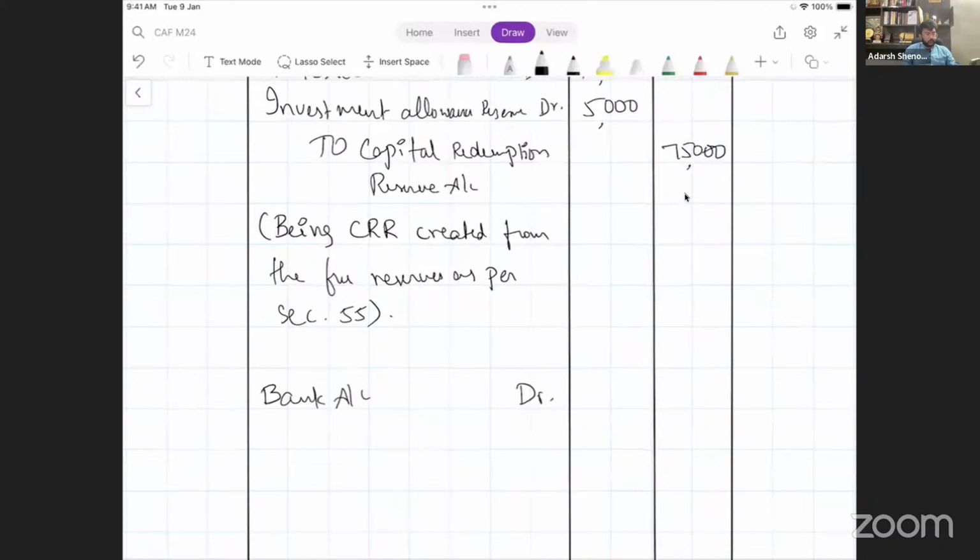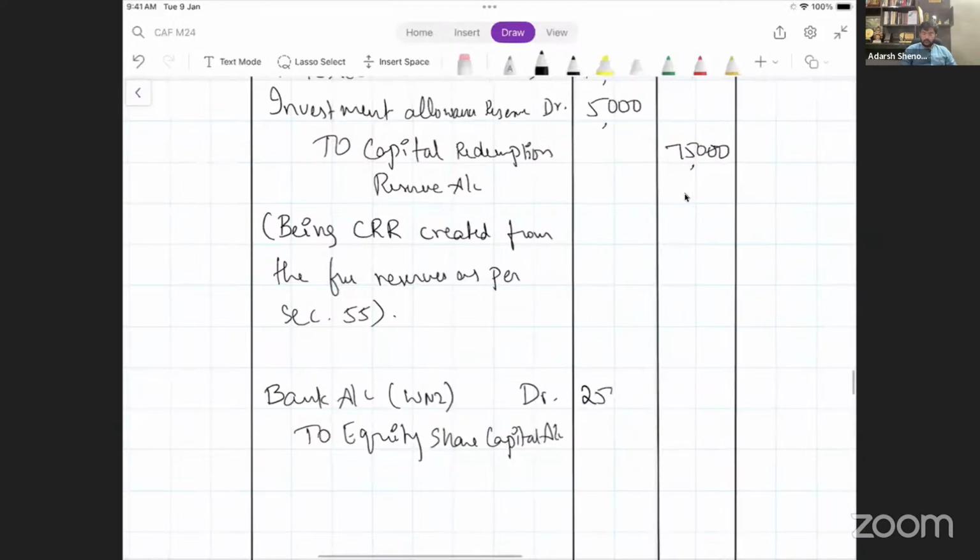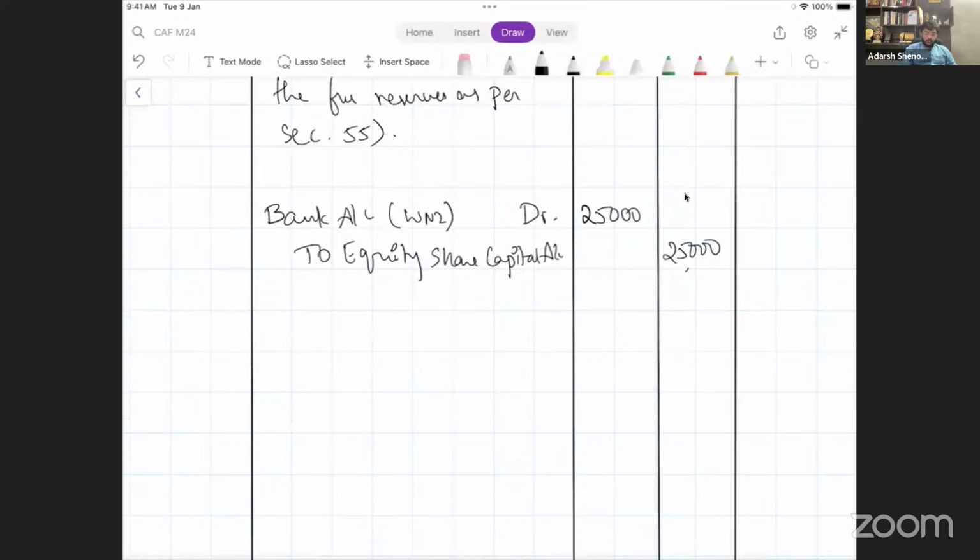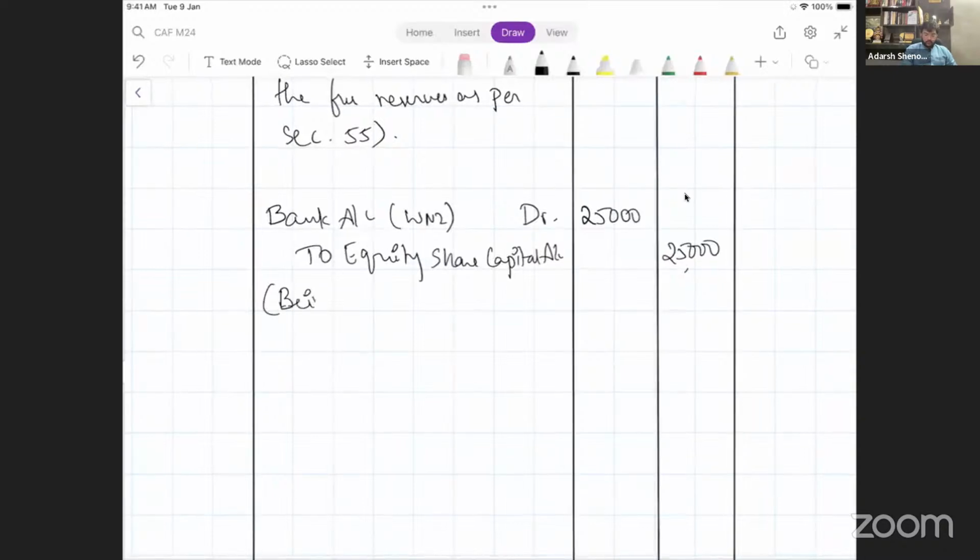Bank account debit to equity share capital. This is working note 2. We had calculated this 25,000. Being fresh issue of equity shares recorded.